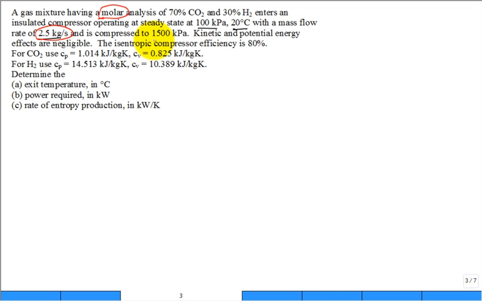And it's compressed to a final pressure of 1,500 kilopascal. The kinetic and potential energy effects are negligible. The isentropic compressor efficiency is 80%. And they want you to calculate the exit temperature and the power required to run the compressor, and the rate of entropy production here is a sigma dot rate of entropy production around that compressor. Here are the properties. Use that value of C sub P and C sub V for carbon dioxide and for hydrogen. First of all, before we do it for an ideal gas mixture, just do it for an ideal gas.